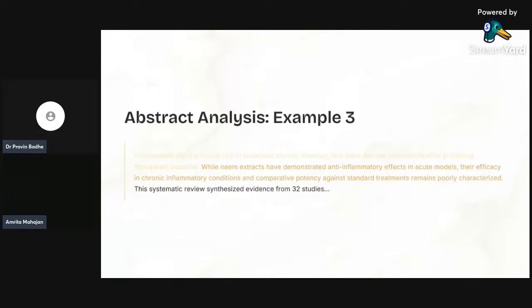Then it comes like this: this systematic review synthesized evidence from 32 studies, and it goes on. Those yellow marked words or sentences that I have shown and read, you can find a lot of gaps and a lot of questions in them. So whenever you are going through such an abstract, you need to find those gaps: what exactly are they trying to prove, what exactly are they showing us, and what have they not done. These things you should keep in mind whenever you are finding a research gap.